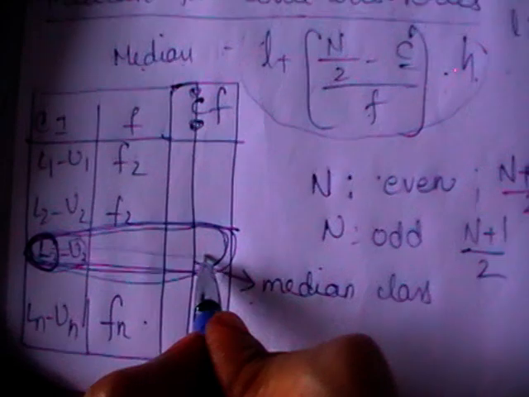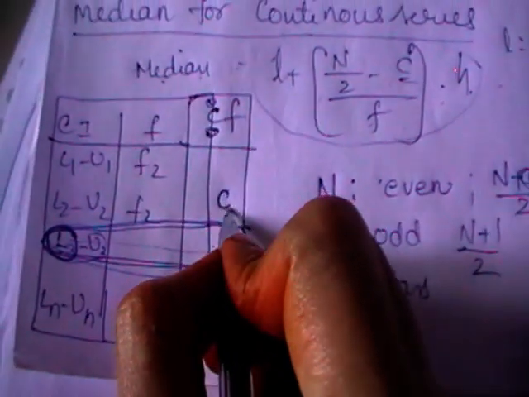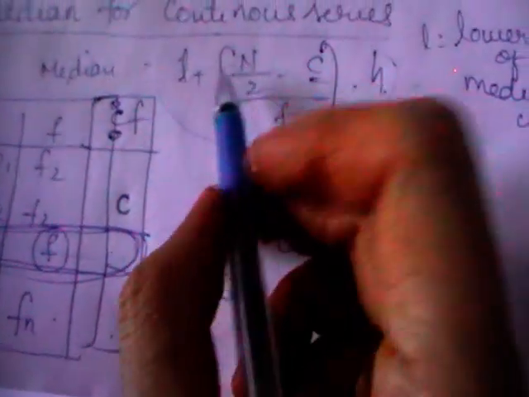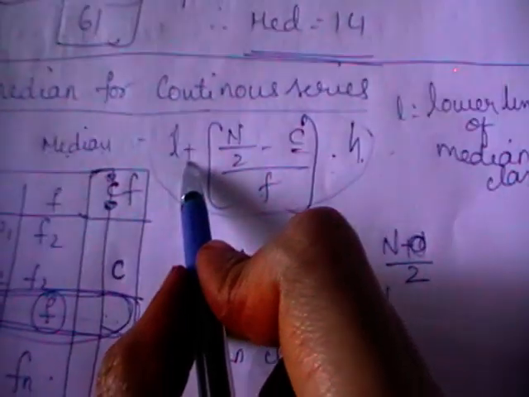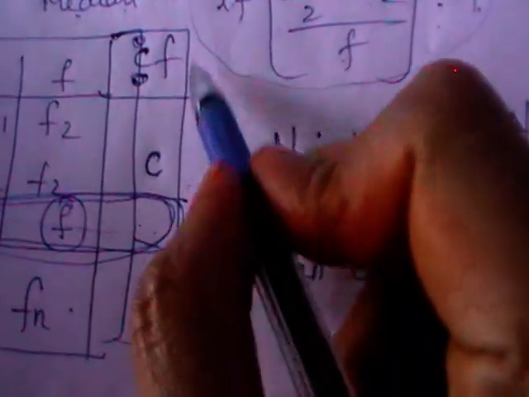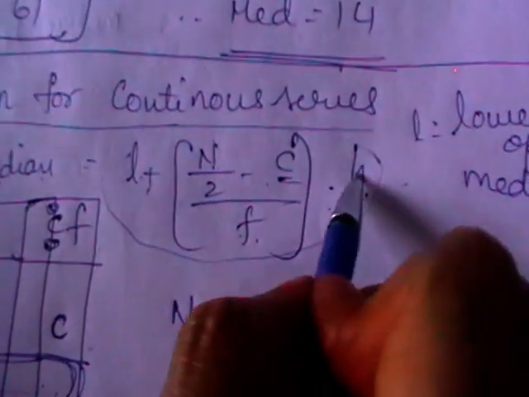Then what is C? C is nothing but, after circling this, the value which is above this median class in the CF column. Frequency of the median class is called F. N is nothing but the total of the observations. L is the lower limit of the median class, and C is the value above this median class in the CF column. F is the frequency of the median class, and H is the width of the class interval. Let us do a problem, then you will understand.